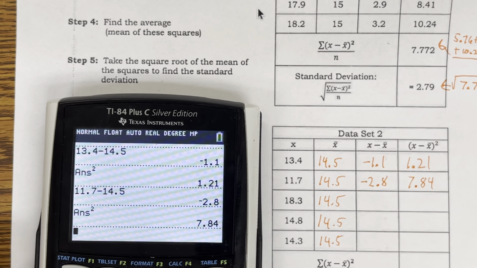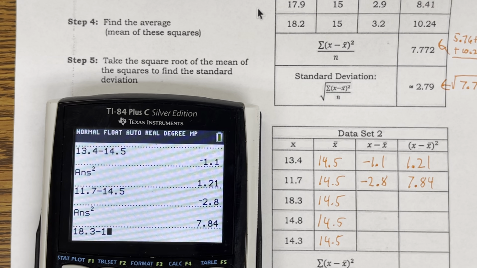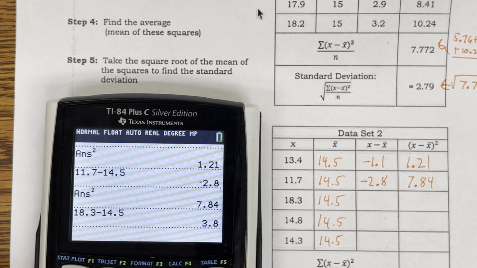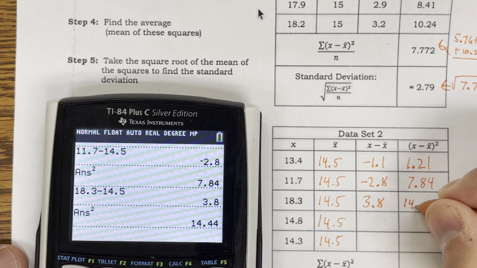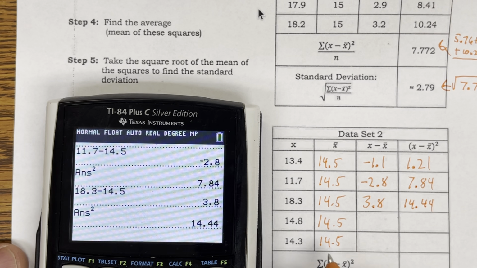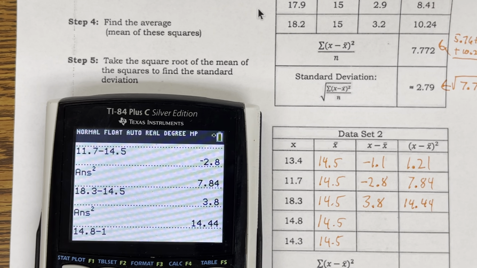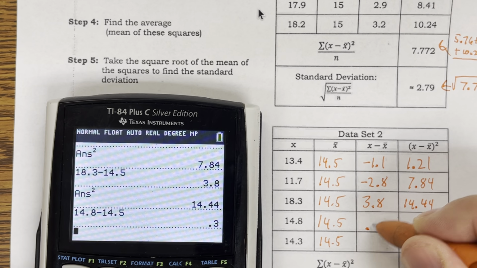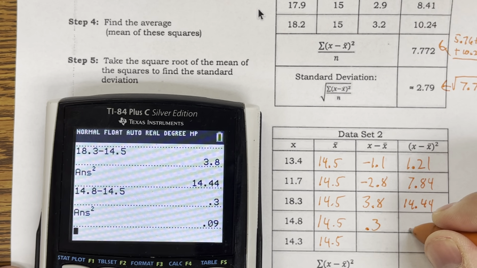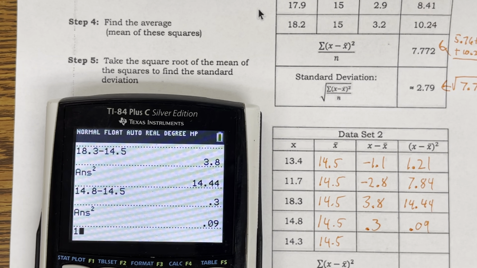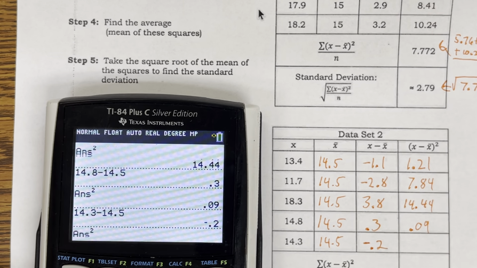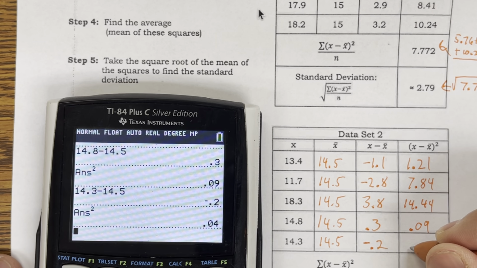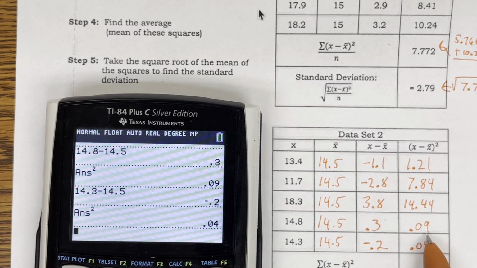7.84. Now 18.3 minus 14.5, which is 3.8. Square it. 14.44. Now 14.8 minus 14.5 is 0.3 squared, 0.09. And lastly, 14.3 minus 14.5 is negative 0.2 squared, 0.04. Now I have to add them all up, divide by 5.